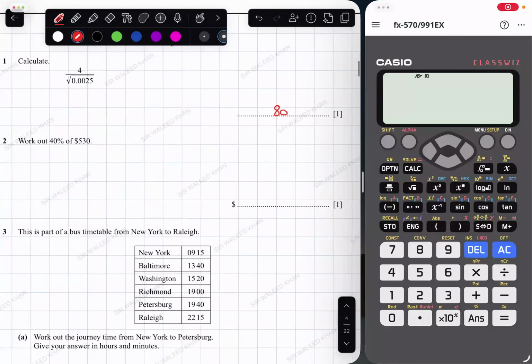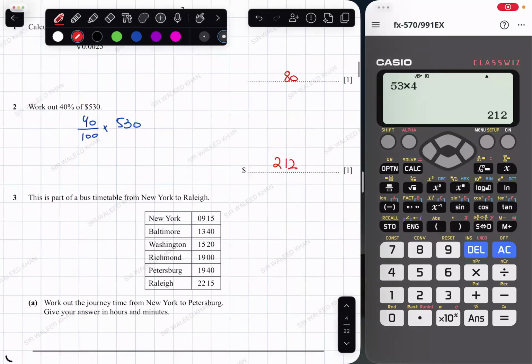Right, so let's start. Question number 2. Work out 40% of 530. So 40% of 530. Again, you can use your calculator for this. And this should be 53 times 4. We have 212, right? Because the zeros cancel out, we have 212.